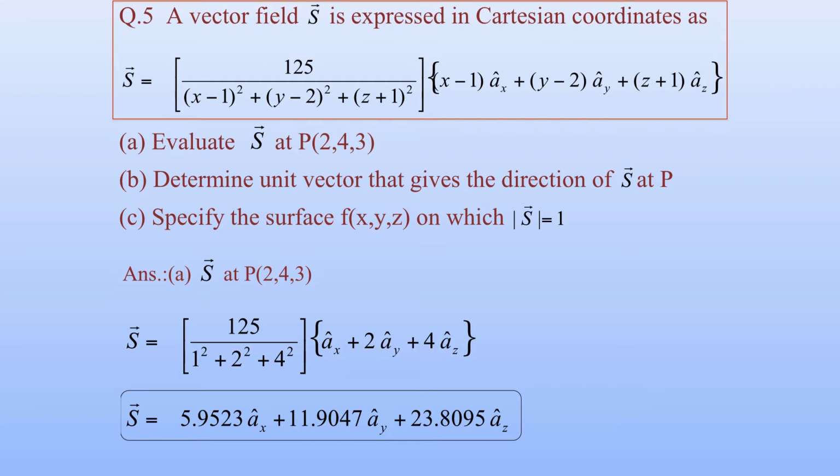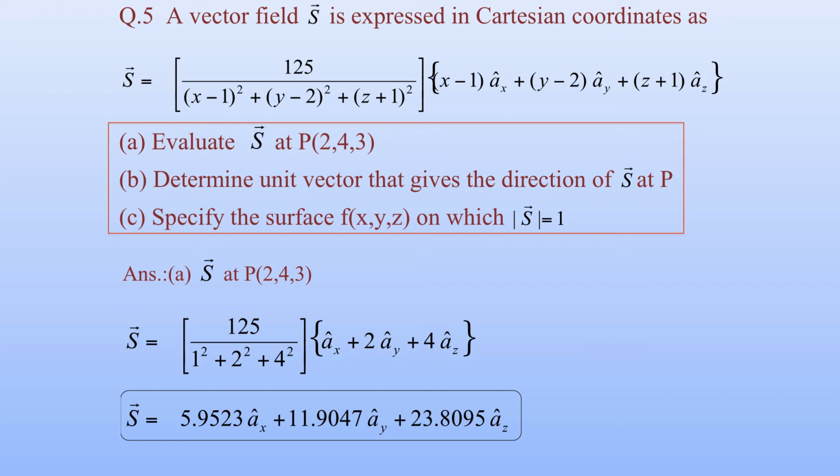So let us review. Vector S is given in the Cartesian form. It is a vector field rather than a vector at a particular point. It is a function of x, y, z in Cartesian form. So for this vector field we have to first obtain its value at one of the points, that is point P. Then we have to determine the unit vector that gives the direction of vector S at this point P. And lastly we have to determine the equation of a surface on which the magnitude of this vector field S becomes equal to unity.